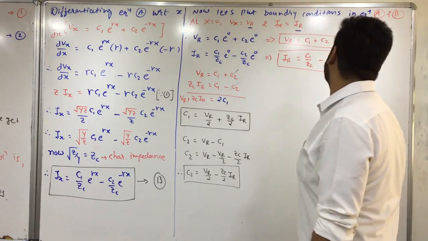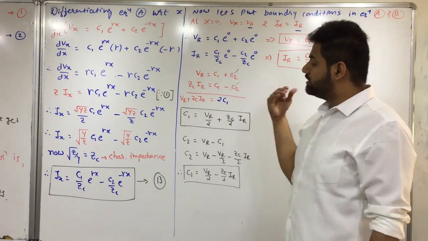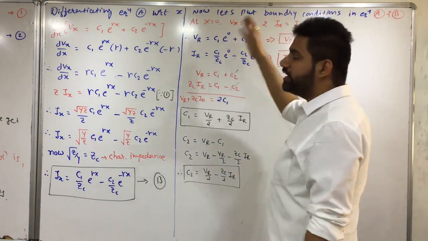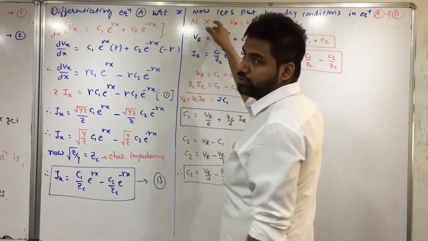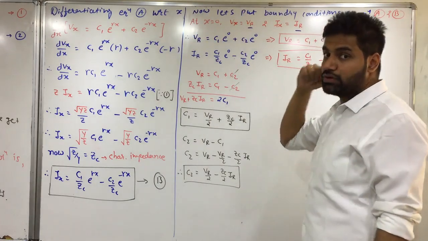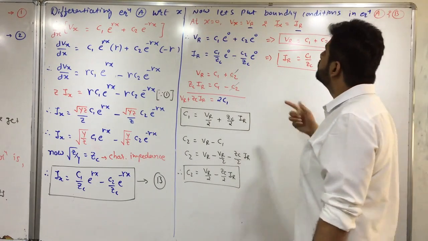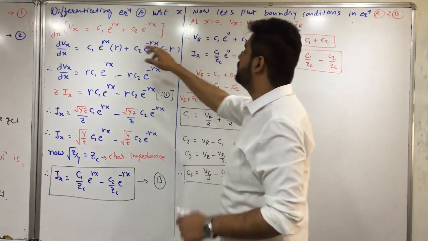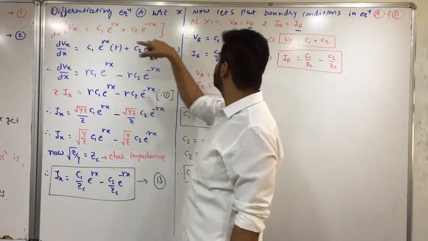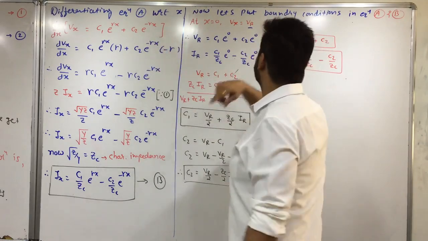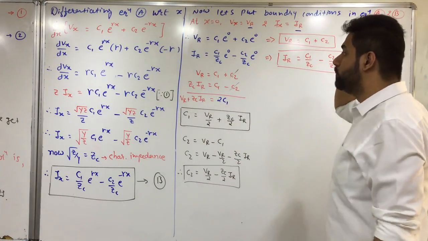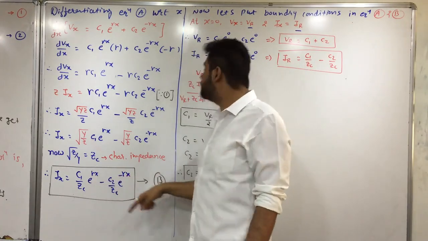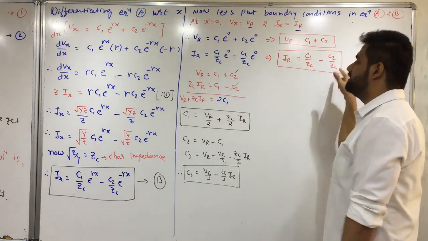Now let's put the boundary conditions in equation number A and B. This is equation number B, equation number A was this. So the boundary condition we are going to put is at x is equal to 0, which we have seen was VR, the receiving end voltage. So Vx is equal to VR and Ix is equal to IR. At x is equal to 0, e raised to 0 is equal to 1, and again e raised to 0 is equal to 1. So I will be having VR is equal to C1 plus C2, and then IR is equal to C1 by ZC minus C2 by ZC.